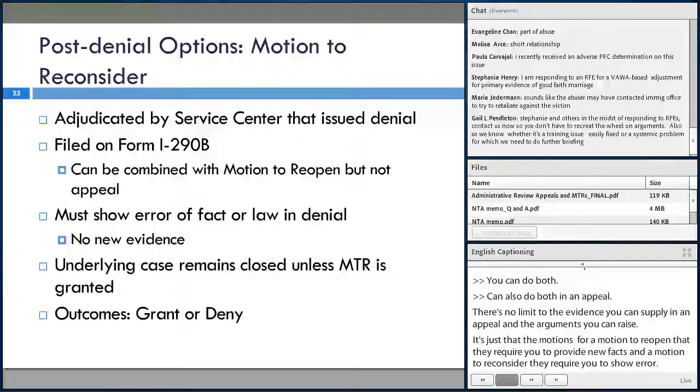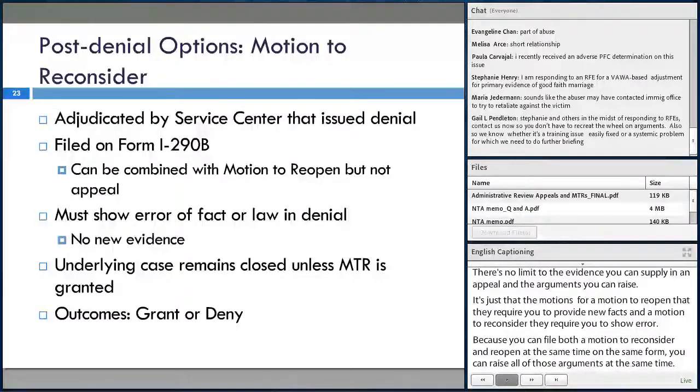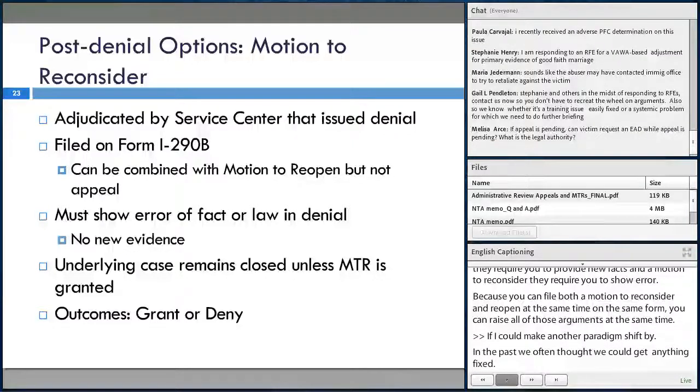If I could just make another paradigm shift point here, I think that, again, in the past, we often thought we could get many things fixed at Vermont through motions to reopen. I think, again, we want to be more aggressive on challenging them when they're inaccurately applying the law. So you'll probably see us asking you to make legal arguments that they're wrong on the law, and then if you want to supply more facts, that's up to you, because you have to do what you need to do for your client.